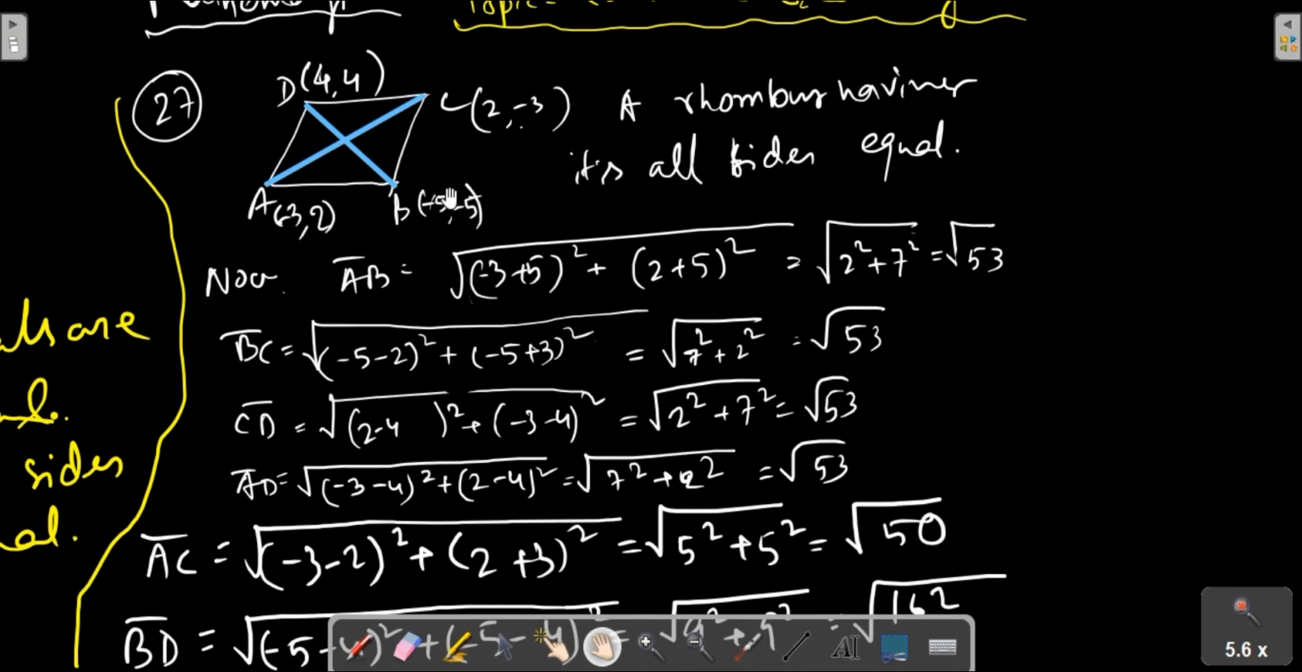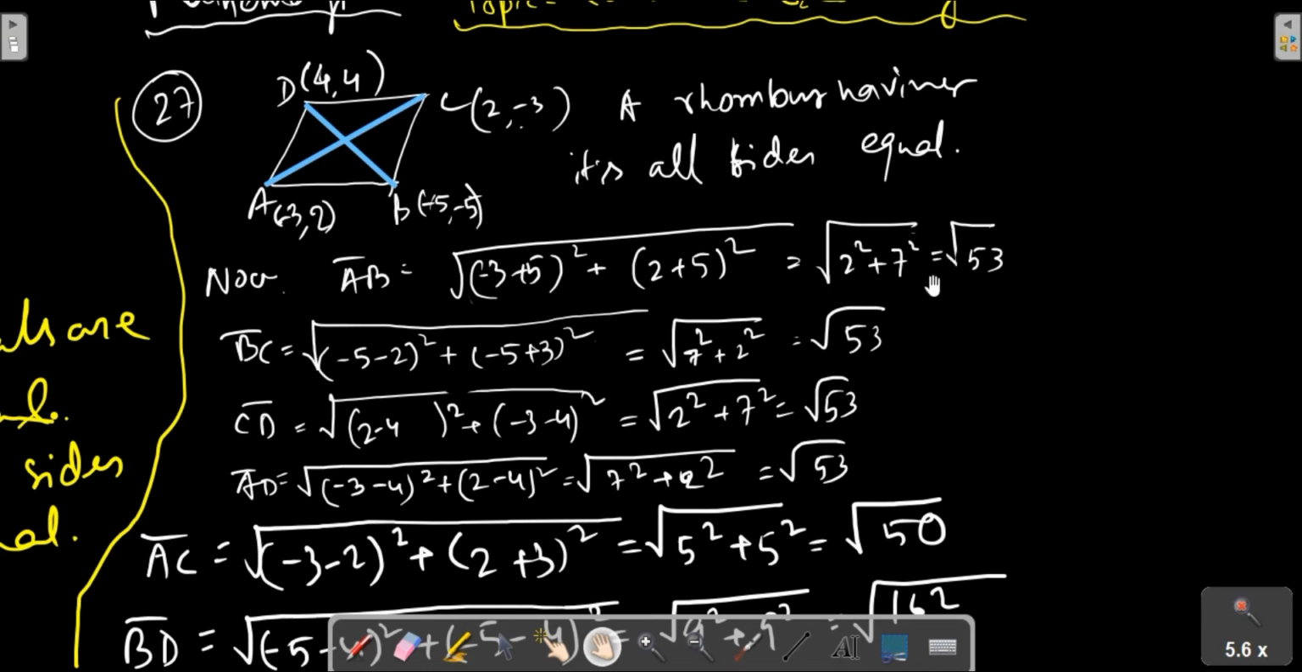If I find AB bar, which denotes the length of the AB segment, here x1 is 3, y1 is 2, x2 is minus 5, and y2 is also minus 5. So minus 3 minus of minus 5 is plus 5 whole square, plus 2 minus of minus 5, so 2 plus 5 whole square. Minus 3 and plus 5 gives you 2 square, and 2 plus 5 is 7, so 7 square. 2 square is 4, 7 square is 49, and 4 plus 49 gives you 53.